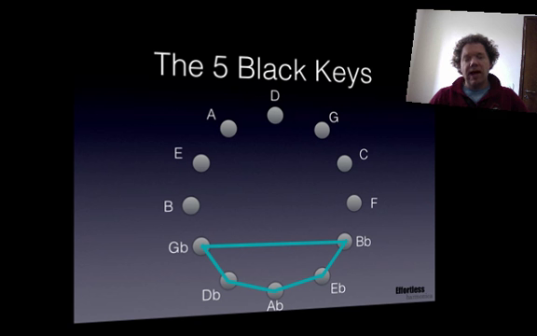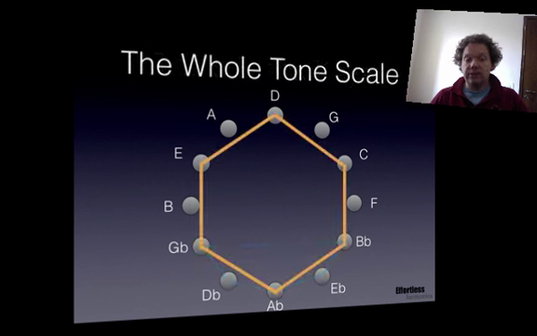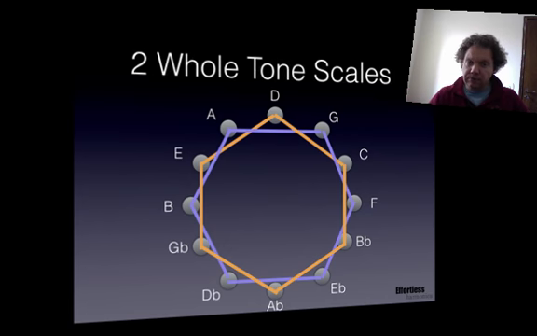Let's have a look at another scale, which is called the whole tone scale. As its name suggests, it's based on 6 whole tone intervals. And you see it's a beautiful symmetrical thing that you can turn clockwise or anti-clockwise just 1 hour. And if you turn it more than 1 hour, then you get the same scale again.